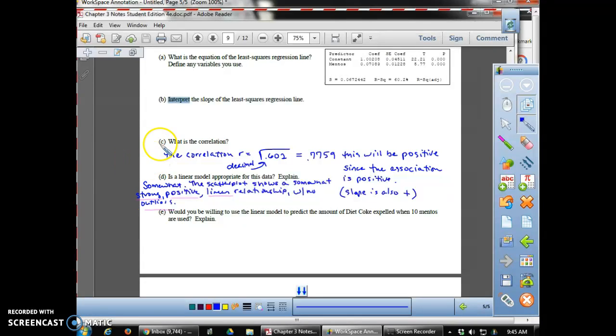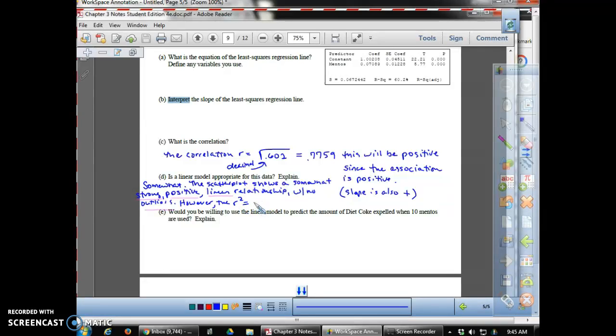Okay, however, the R-squared is only 60.2%. So however, the R-squared equal to 0.602 basically means that roughly 60% of the variation in Y is explained by this model. That means 40% of the variation in Y is not explained by this model. So that's important to know.